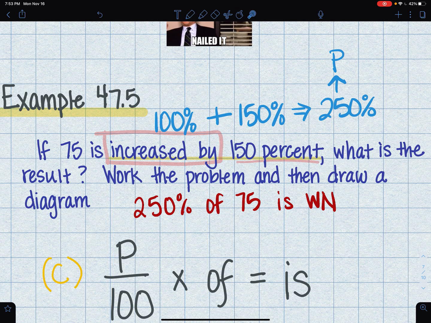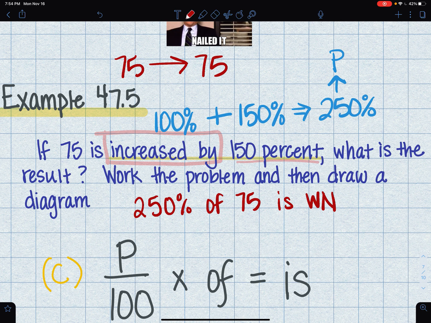Yes, that's correct, because they're saying, let's say you start out with 75 bucks and you invest it and it's increased by 150%. So if you were to get 100% of your money back, you would only get 75 bucks back. So that's not what you want. You want it to increase by more than that. So if it's increased by 150%, what is the result?